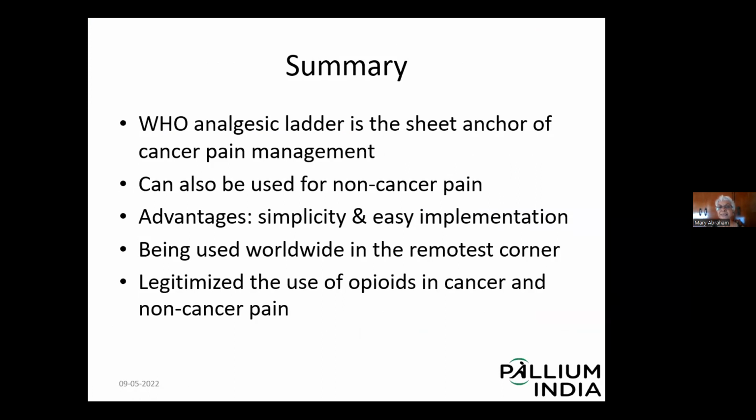To summarize, like I mentioned, the WHO analgesic ladder is a sheet anchor for cancer pain management. It can also be used for non-cancer pain. And very important, it has legitimized the use of opioids in cancer and non-cancer.